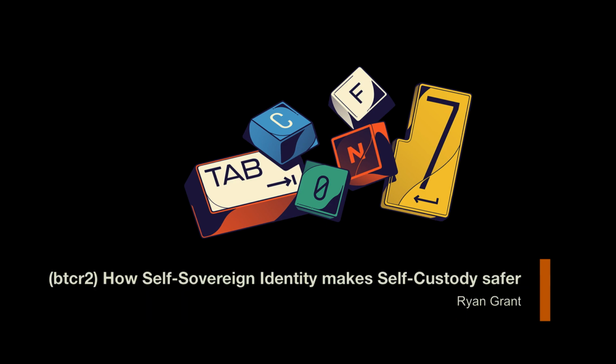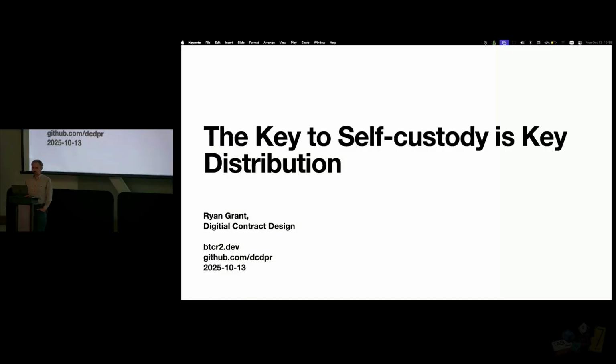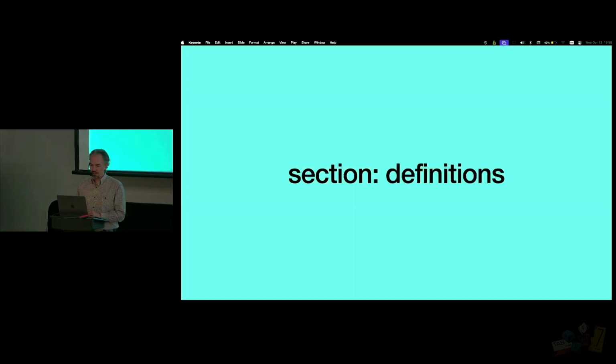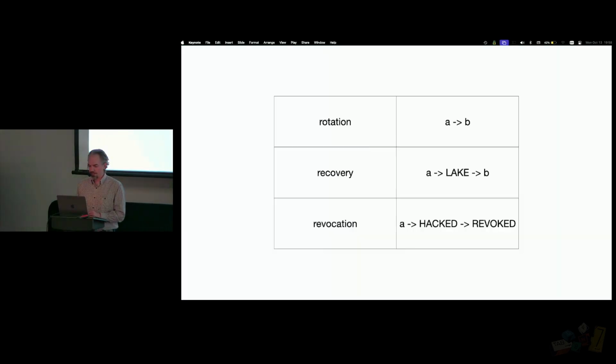I'm Ryan Grant from Digital Contract Design, and I'm giving a talk on how self-custody can be improved by a web of trust, and how the most important aspects of that are key distribution, and how one of the most important aspects of key distribution is key maintenance. And we'll start with some definitions.